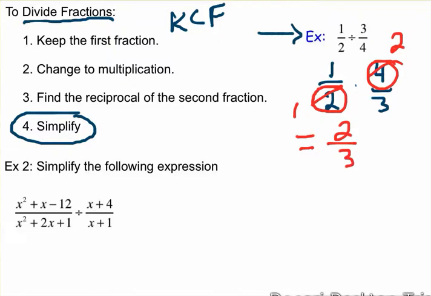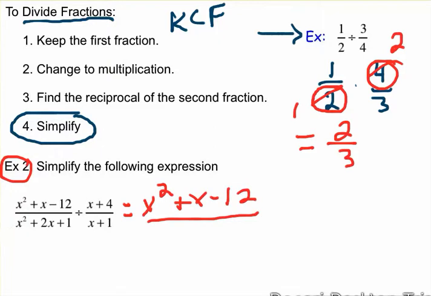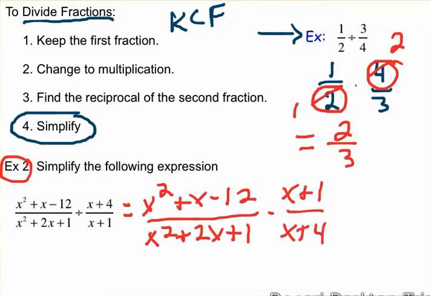Now the same thing is going to apply in example 2. You change it to multiplication first, and then worry about simplifying it afterwards. So we're going to keep the x squared plus x minus 12 over x squared plus 2x plus 1. Change it to multiplication and flip the second fraction, which is now x plus 1 over x plus 4. Okay, now what we're going to do is simplify each one.